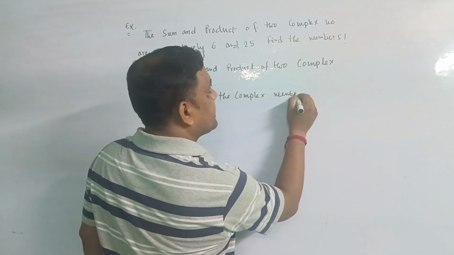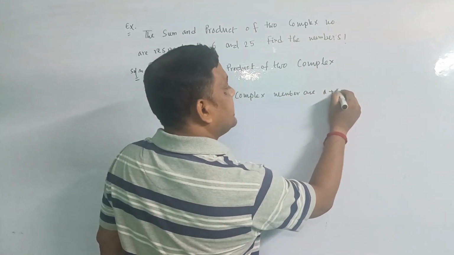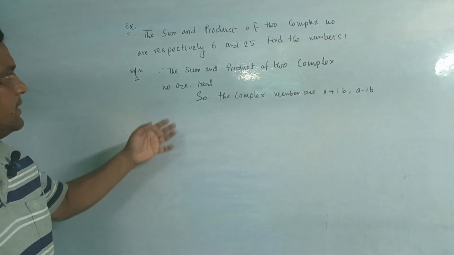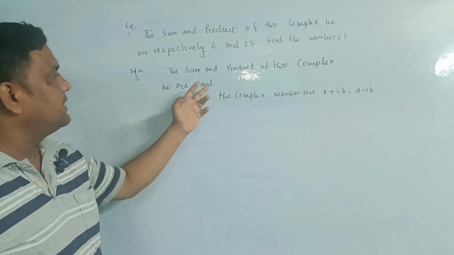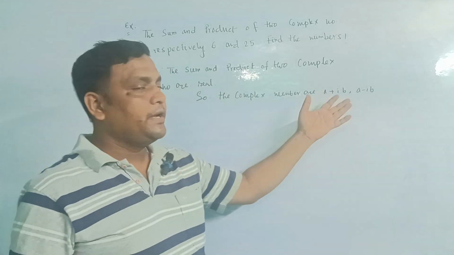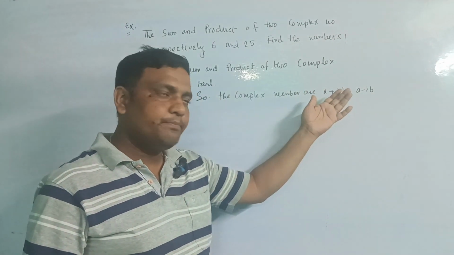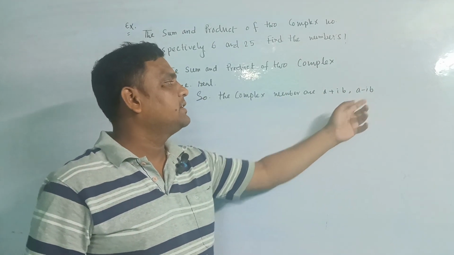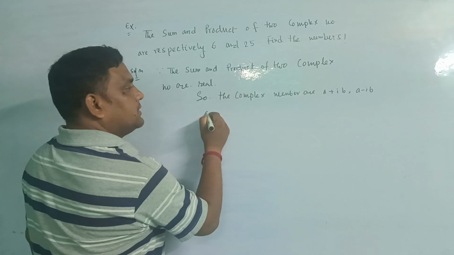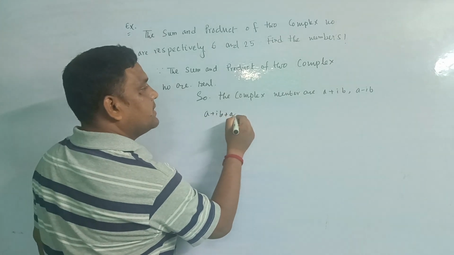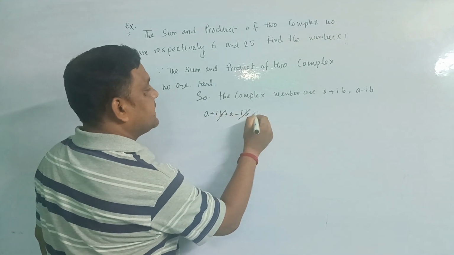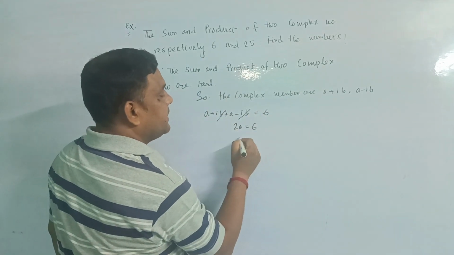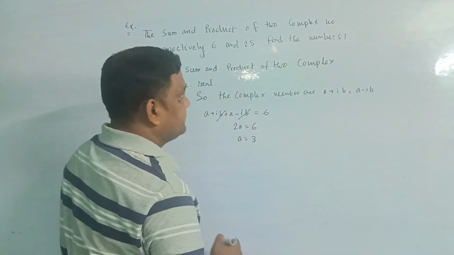let's say the complex numbers are, one is a plus ib, another one is a minus ib, because since the sum and product are real numbers, if a plus ib is a complex number, then the other number must be its conjugate. Now the sum is given here as 6, so the ib cancels out, and 2a is equal to 6, so a is equal to 3.